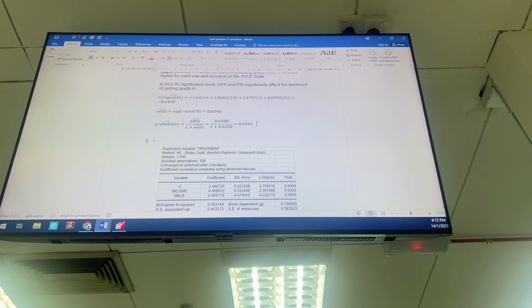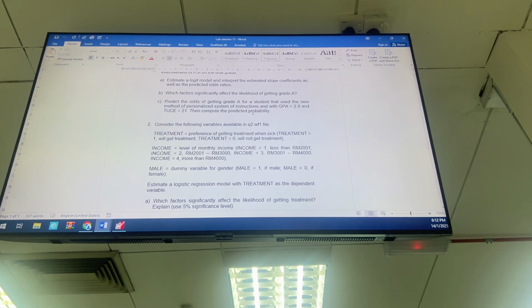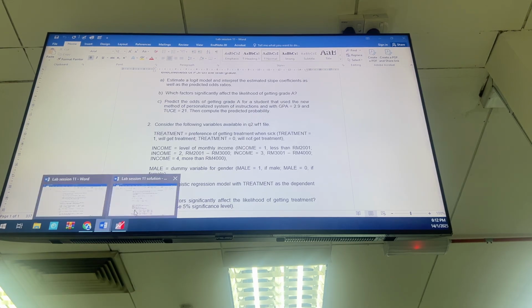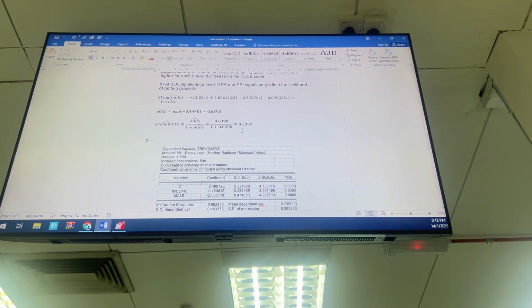So we need the probability of this particular student, the student with GPA 2.9 and TCE 21. It has almost 40% chance for this particular student to obtain grade A. Yeah, so you want to talk about probability.